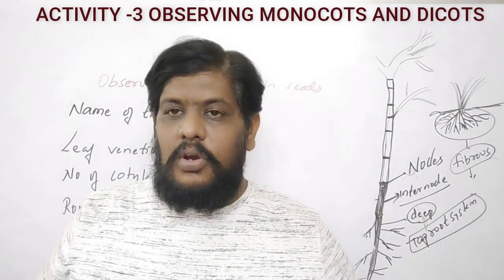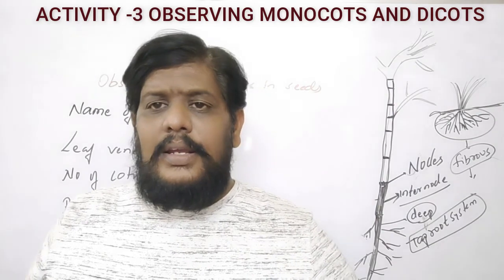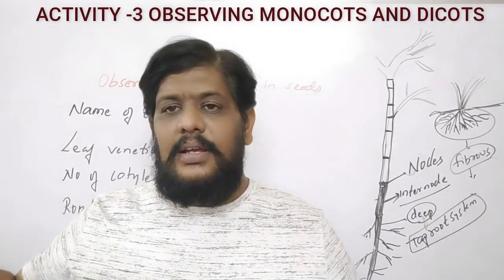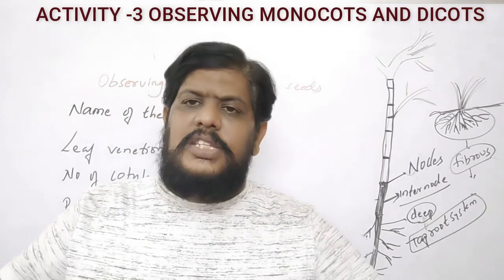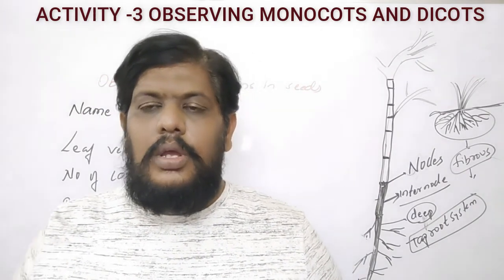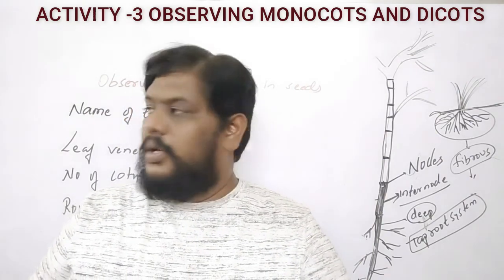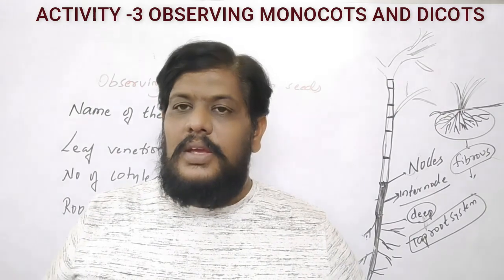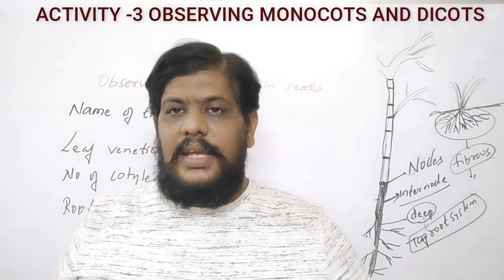If it is a monocot, check whether the leaf has parallel venation. If it is a dicot, it has a reticulate venation. So check all these things, right? If you check everything on your own, you can find a lot of things on your own. So this is how we come to the end of the session, which is the diversity in plants.